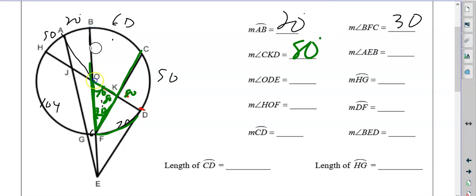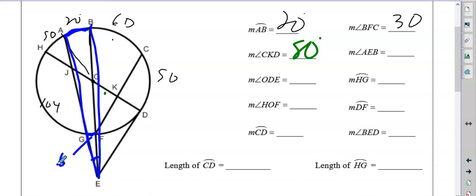Okay. Now AEB. Where's AEB? So here's A, here's E, here's B. What we have here is a big arc, a small arc, and this angle right here. Now earlier, we were told that GF here was 6. So we take the big arc minus the small arc and divide by 2. So that's 14 divided by 2, which is 7. So AEB is 7 degrees.